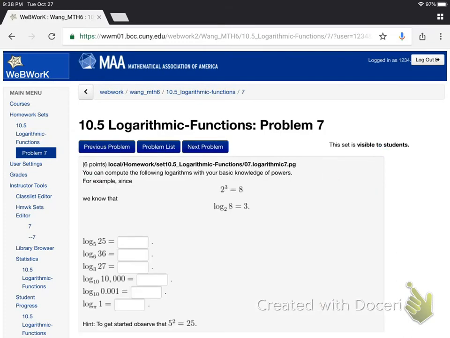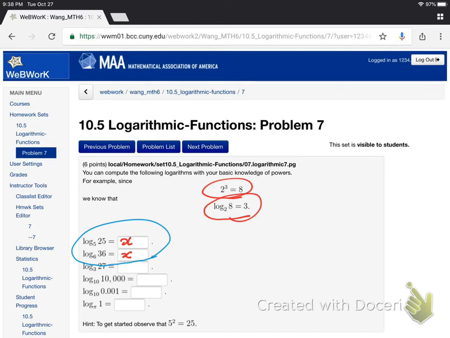Okay, so number 7 has a lot of questions, so I'm going to solve the first two, the easier part. So the idea is we will use this relation between log form and the exponential form to solve it. We will assume the unknown, the answer, is x.